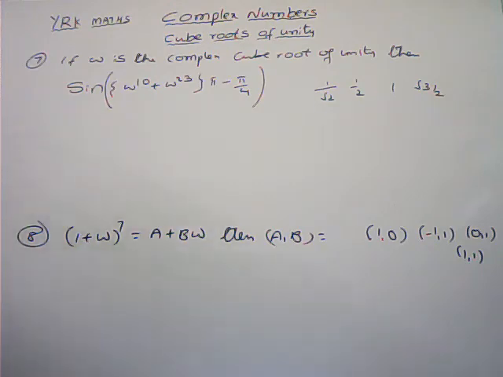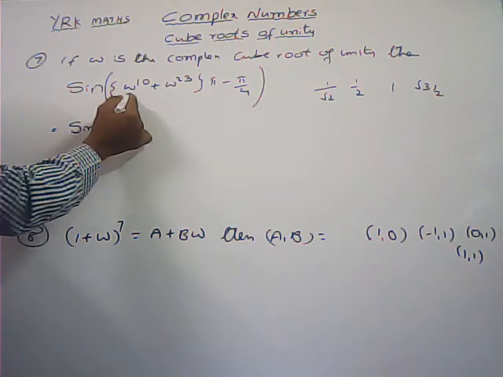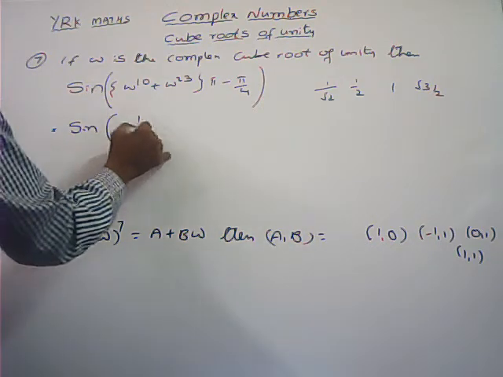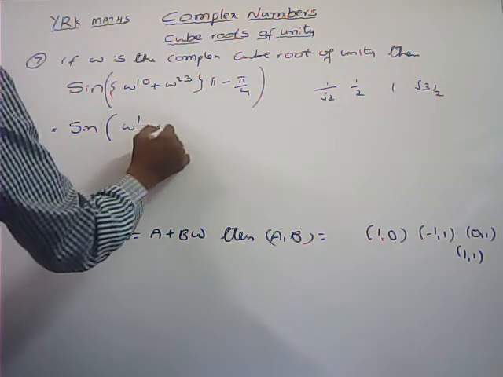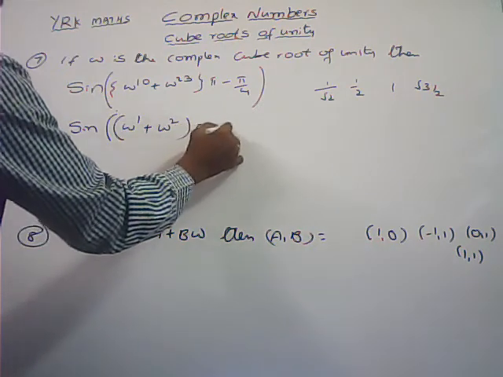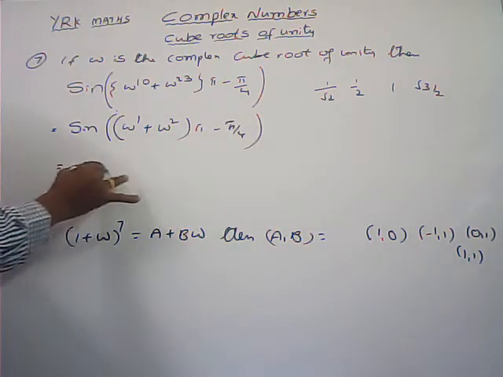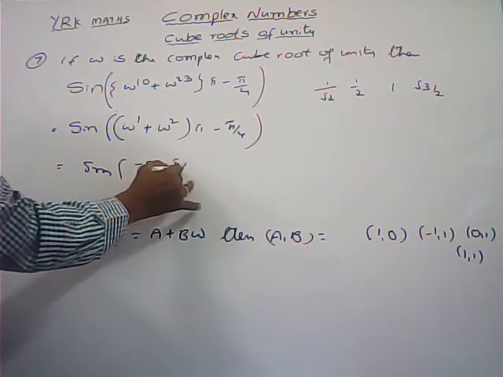Here omega is the complex cube root of unity, then the value of this one. Now here I am writing the simplest value. Here omega power 10, if 10 is divided by 3, we will get a remainder 1. So omega power 1 we can write, plus if it is divided by 3, 3 7s are 21, 2 is the remainder, so here we can write omega power 2 into pi minus pi by 4, that is equal to sine of omega plus omega square, that is minus 1, minus pi by 4.